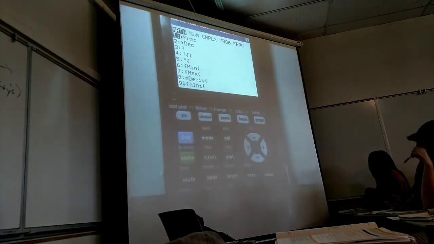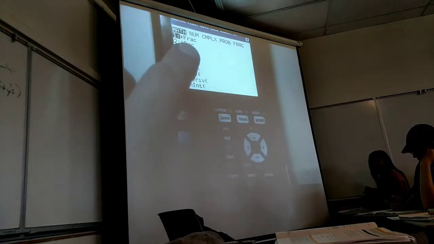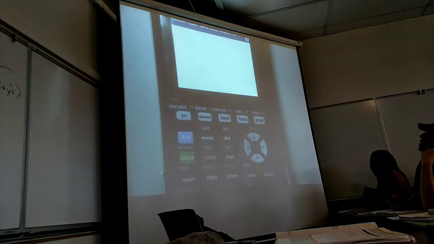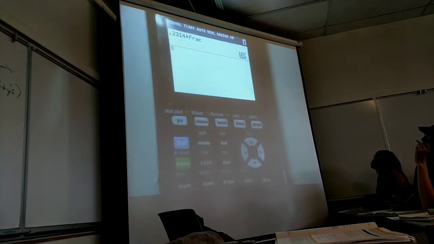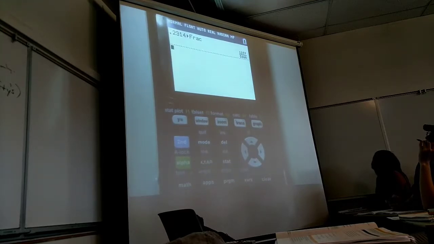Now, real quick, I want you to realize something. See that very first one? So watch. 0.2314. Let's see if we can do this to a fraction. Hey, it's a reduced fraction. Now you see why I don't let my Math 88 students use this. So if you didn't know, you have fraction buttons. Your calculator can do fractions for you.